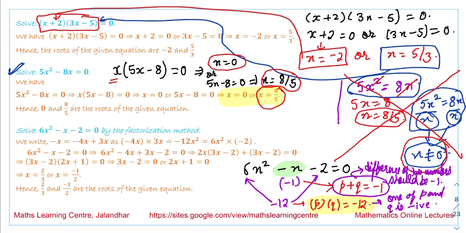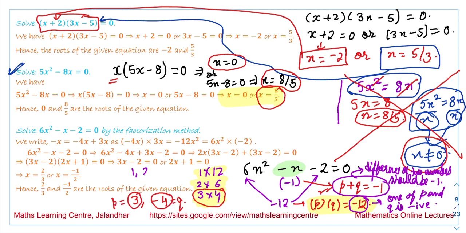So how do we calculate these numbers? If we start writing the factors of 12, we have 1 into 12, or 2 into 6, or 3 into 4. So in all these three cases the product is 12. The difference of the two numbers we require should be 1. It means 3 and 4 satisfy this condition. Now one of these numbers is to be negative, so we are saying the numbers are 3 and -4. We are saying p is equal to 3 and q is equal to -4.